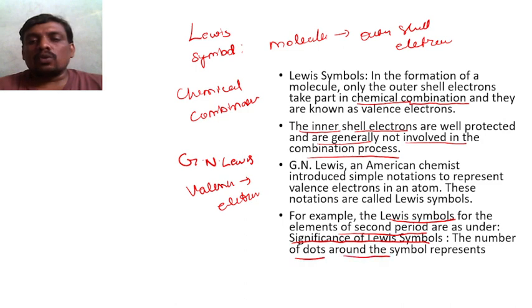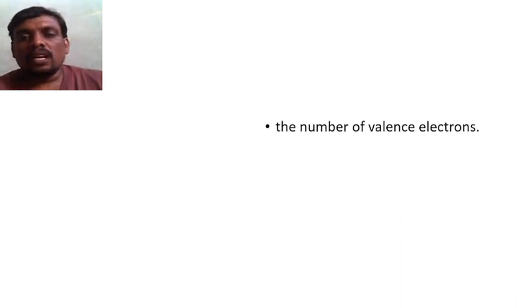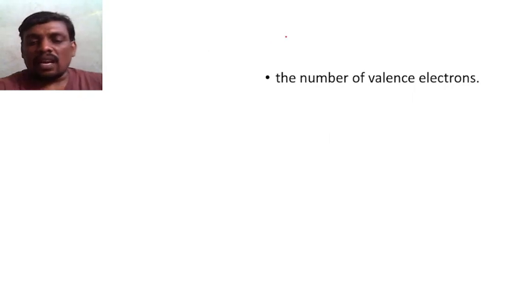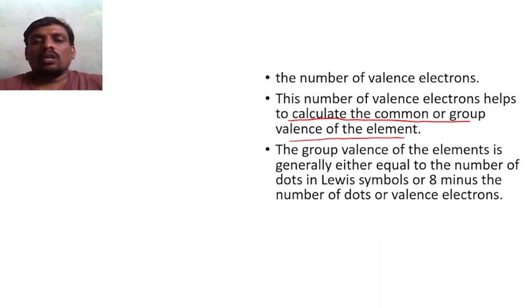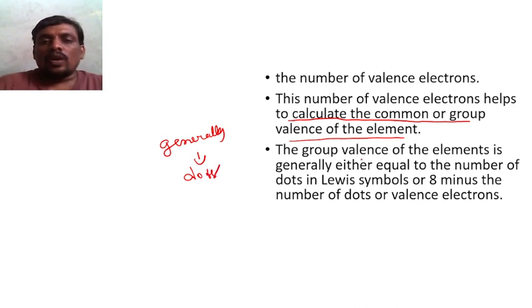The number of dots around the symbol represents the number of valence electrons. This number of valence electrons helps to calculate the common group valency of the element. The group valency of an element is generally equal to the number of dots. So the valency of elements is generally either equal to the number of dots in Lewis symbols or 8 minus the number of dots or valency electrons.